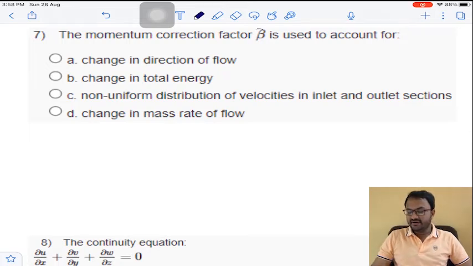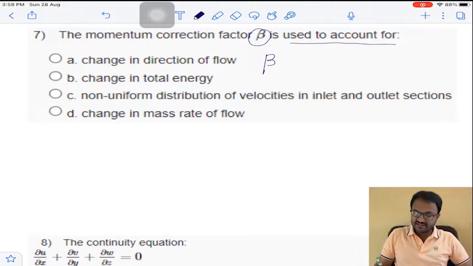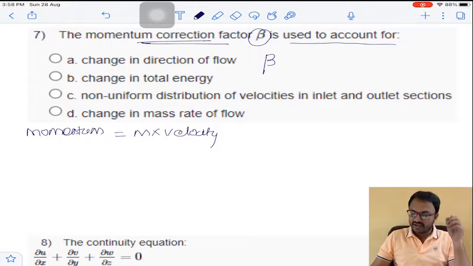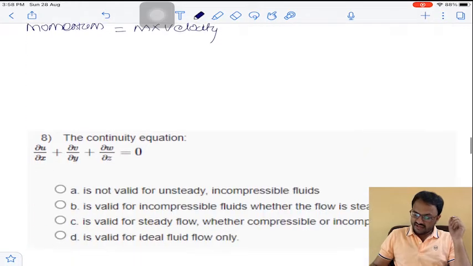Momentum correction factor beta is used to account for what? Beta is the momentum correction factor. Momentum means mass into velocity. So when there is a correction factor regarding non-uniform distribution of velocity, that non-uniform distribution can be carried by the momentum correction factor. So option C for question number 7. Next question.